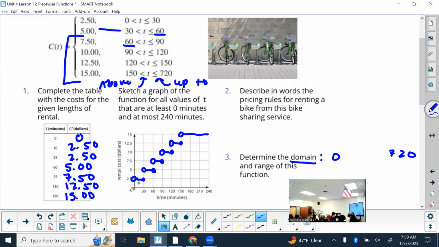Or if you were given a graph, my lowest technically could be 0 still. And then my highest could be wherever it ends at. But based on the rules, my highest x could be 720. Could it be everything in between 0 to 720? Are there any gaps at all? Are there anything that's not included? Could I have decimals of a minute?